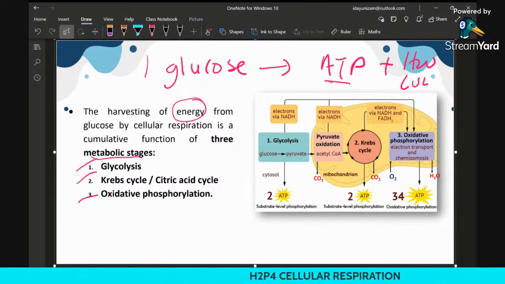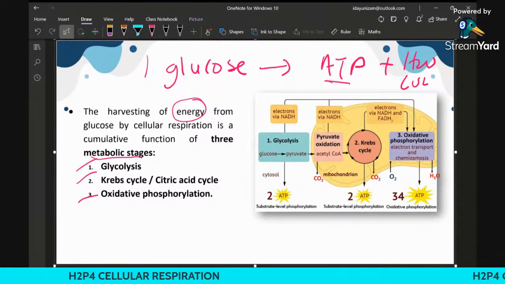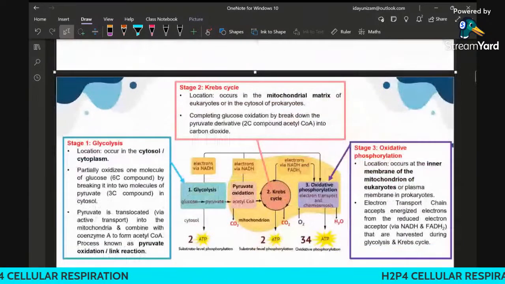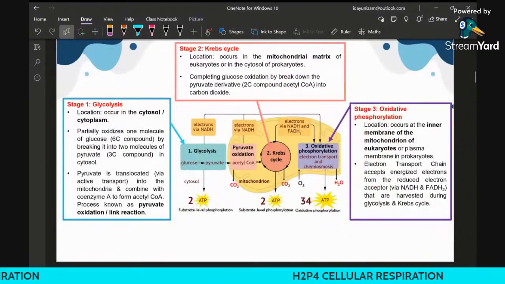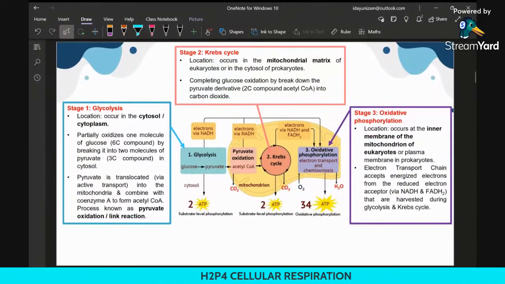After we have discussed the theory, teacher would like you to directly answer and try to work out your tutorial questions. This is the overall of our process, or metabolic stages.